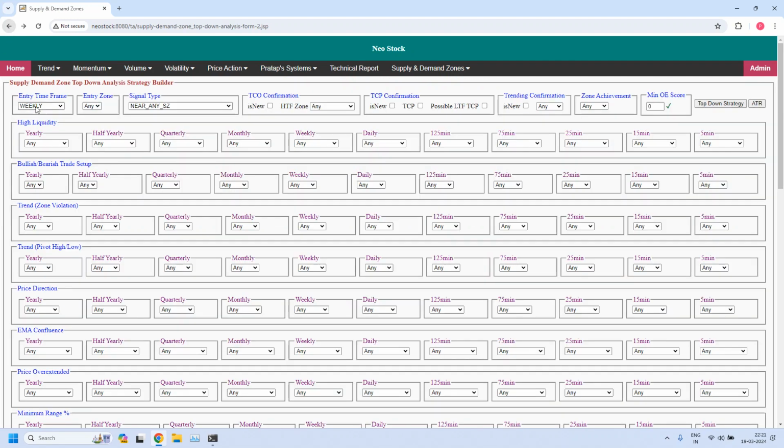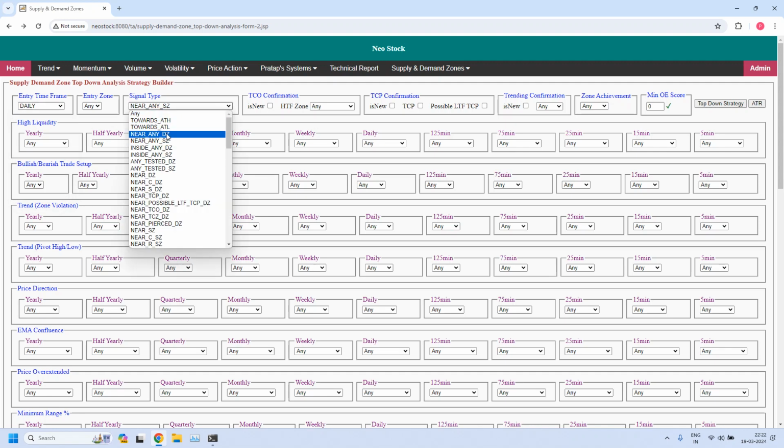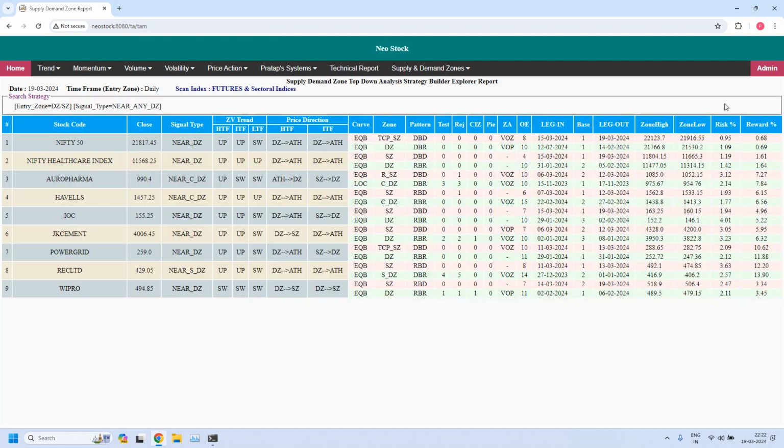So going back, changing the time frame to daily. Entry time frame is daily. Let us find the stocks near daily demand zone. So 9 stocks are filtered. For daily and 75 minutes, we have to identify high liquidity zones. So let us identify daily high liquidity demand zones.